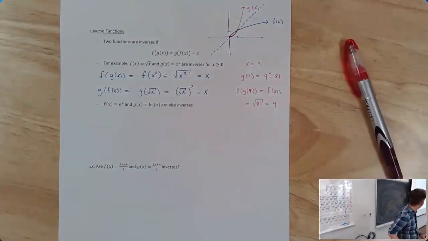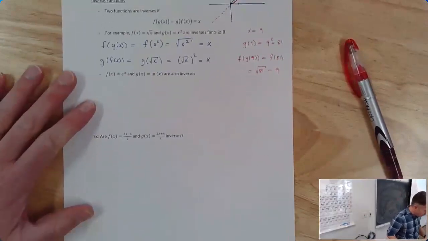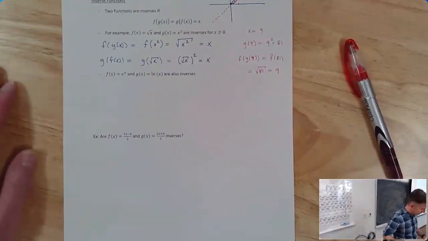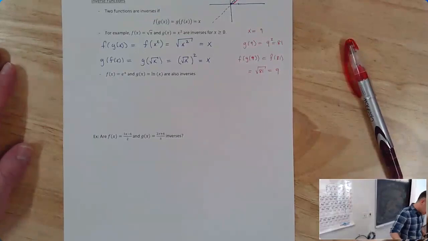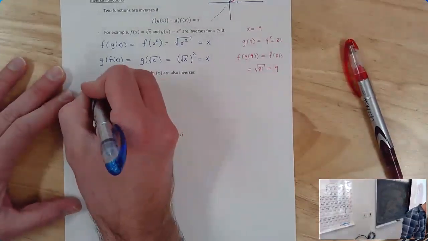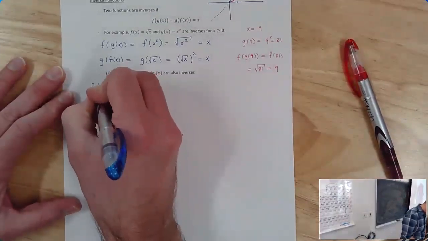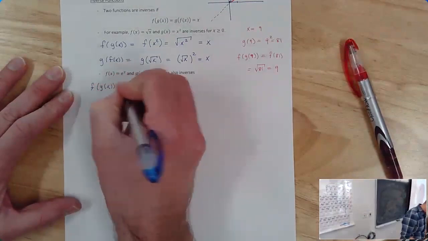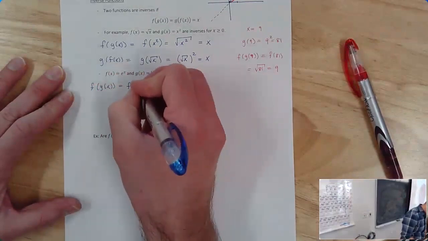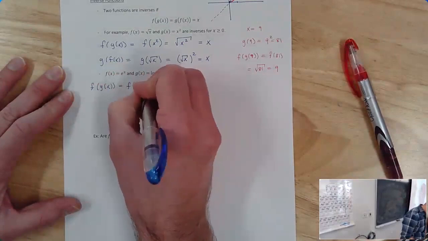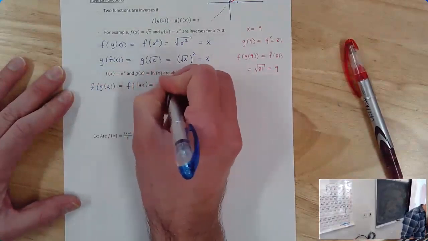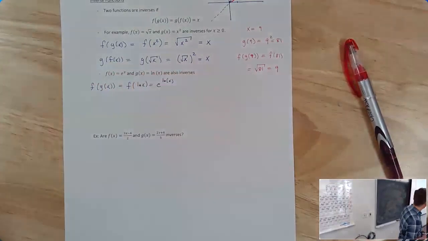Let's look at a few more examples. An example we're already kind of familiar with, e to the x and natural log of x. So we can show they're inverses. It's certainly true that f of g of x is equal to f of the natural log of x, which is equal to e to the natural log of x. And it's certainly the case that e to the natural log of x is just x.